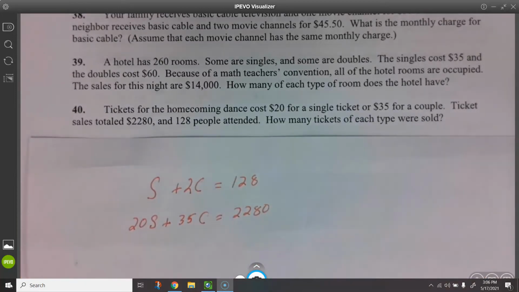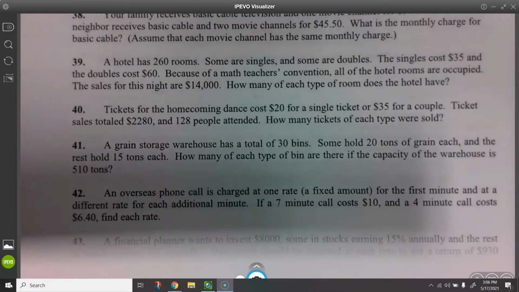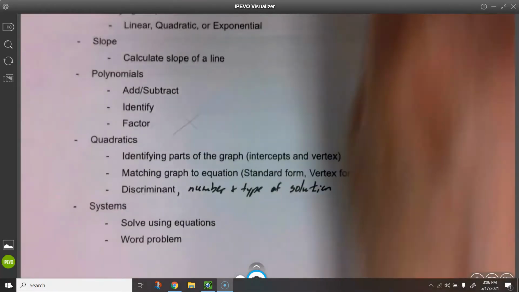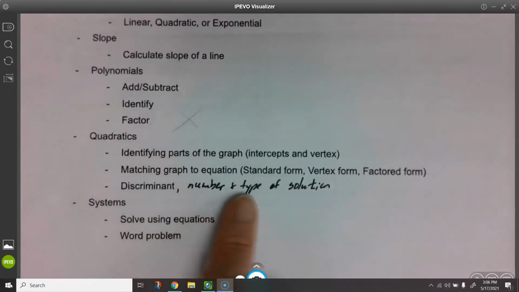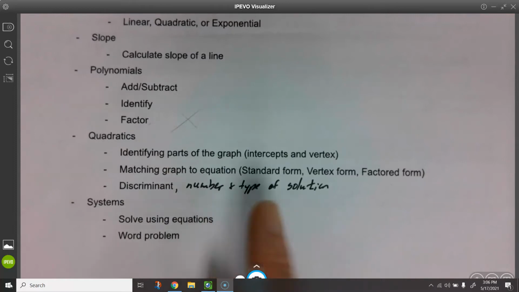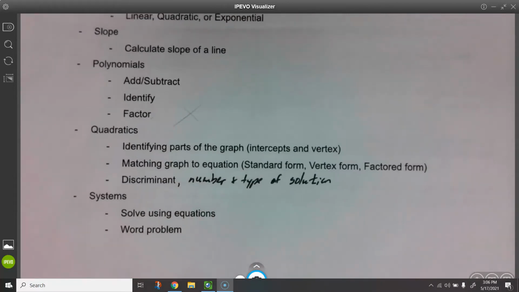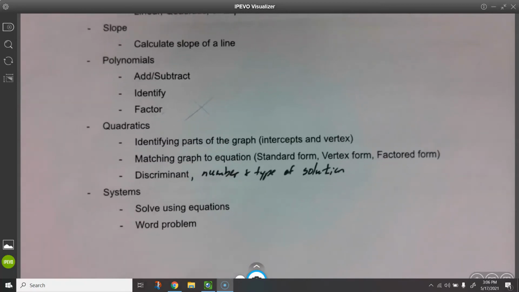Okay, so this is just a quick review of what's going to be on your final exam. And the other thing is discriminants, but we've just recently gone through that. Again, look at those Monday and Tuesday videos about reviewing those. Okay, that's what's going to be on your semester exam.